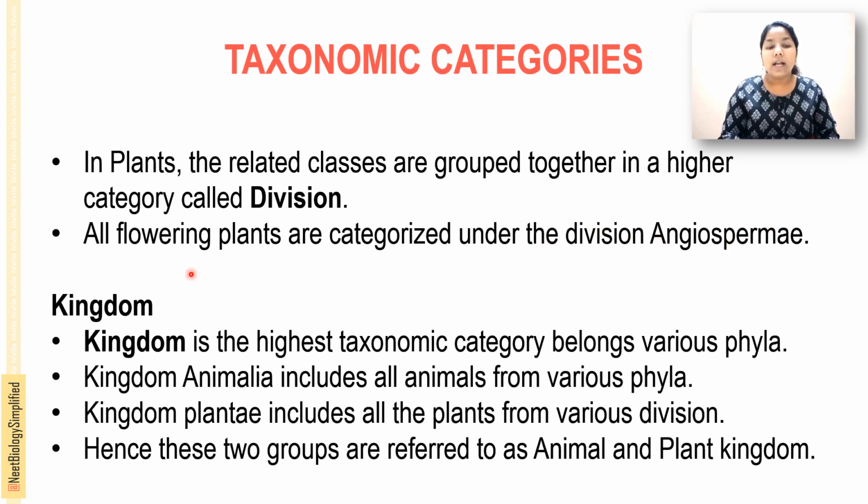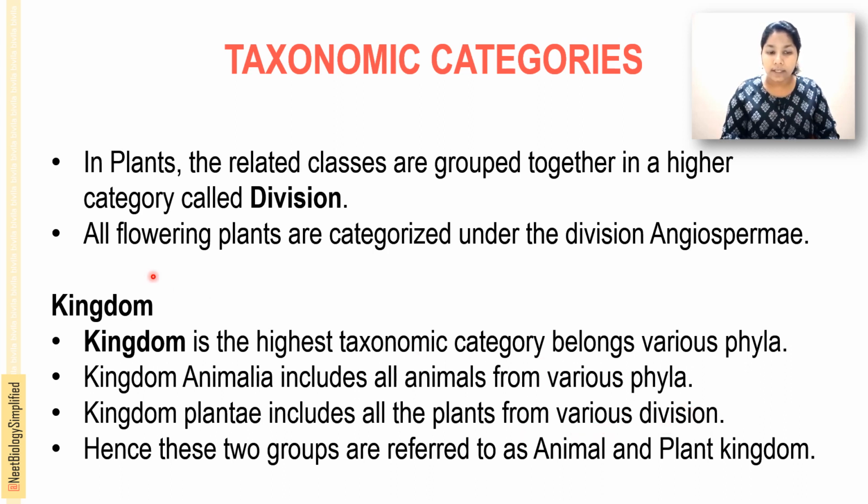Next, the last category, that is the highest category among all, that is a kingdom. Kingdom is the highest taxonomic category, which includes various phyla. Most of the phyla come under the category kingdom. The kingdom Animalia includes all animals from the various phyla, and kingdom Plantae includes all the plants from various divisions. Hence, these two groups are referred to as animal and plant kingdom.